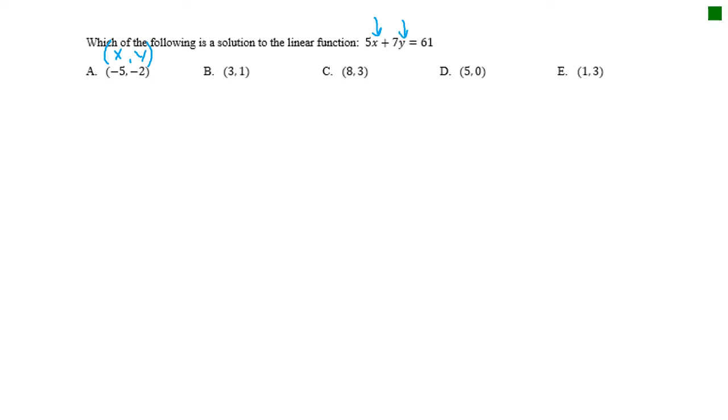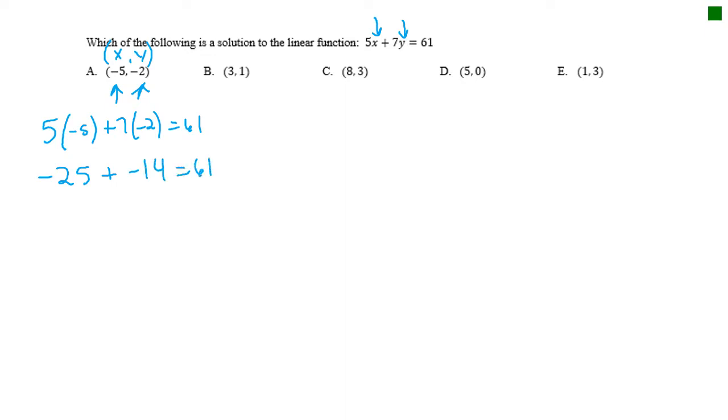All right, all you have to do is plug in the points for x and y. You already know the numbers. What is x? -5. What is y? -2. Okay, so this is what I'm doing: 5 times -5 plus 7 times -2 equals 61. I didn't change anything. I used the same equation. All I did was plug in my numbers for x and y. All right, all I have to do is math. 5 times -5 gives me -25. Plus 7 times -2 gives me -14, equals 61.